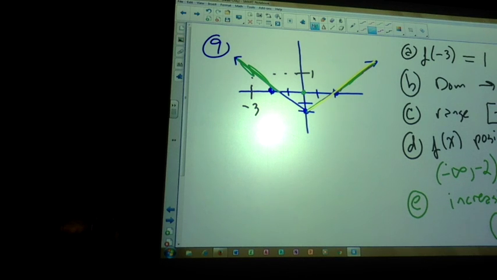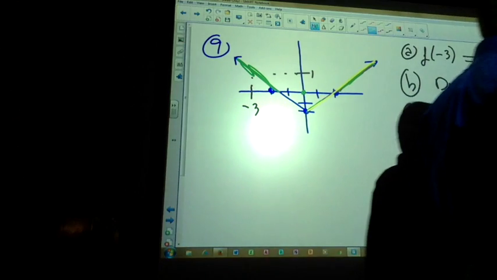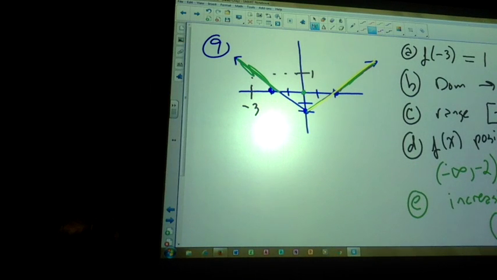And that, ladies and gentlemen, is that assignment. So make sure your name is on it. Hand it on in.